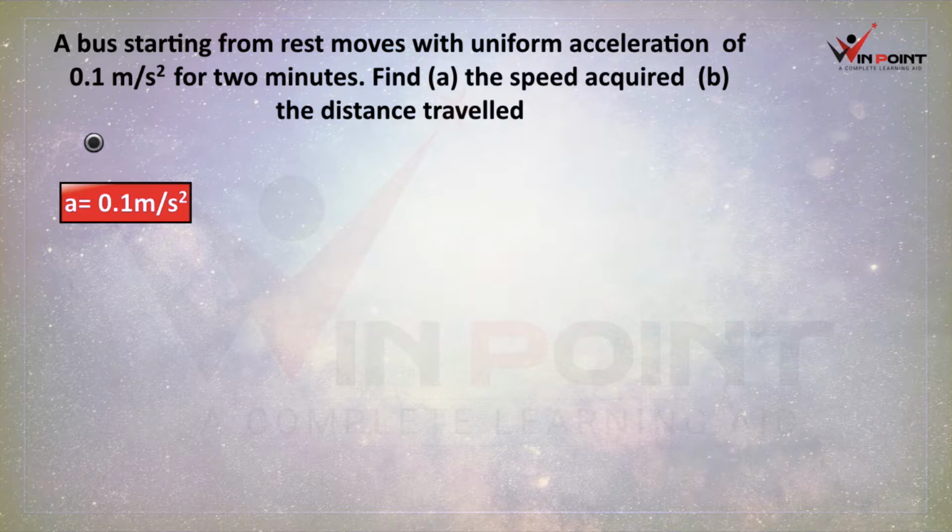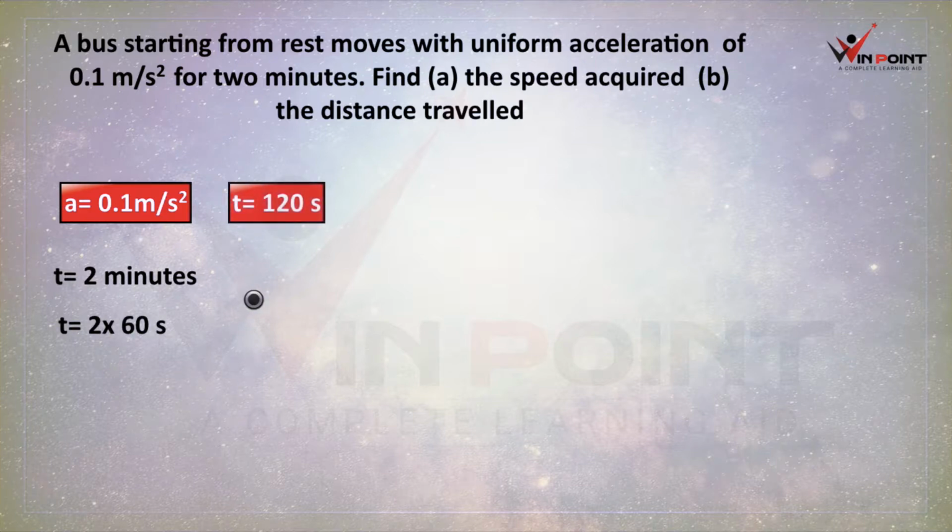Acceleration is 0.1 meter per second square, and time duration is 2 minutes. 2 into 60 second. We are converting that minute into second. 2 into 60 second, and it is 120 second. We need to find the speed.